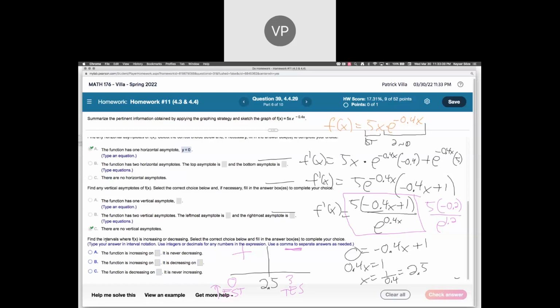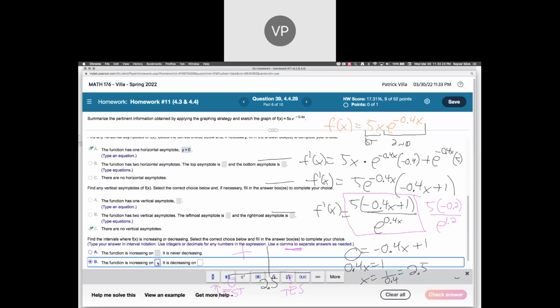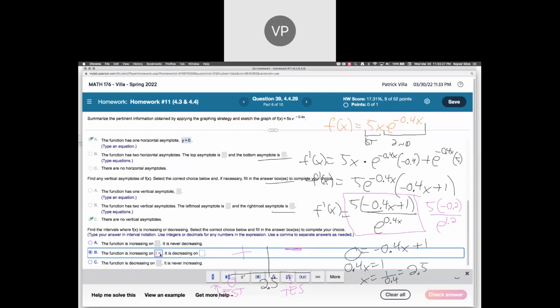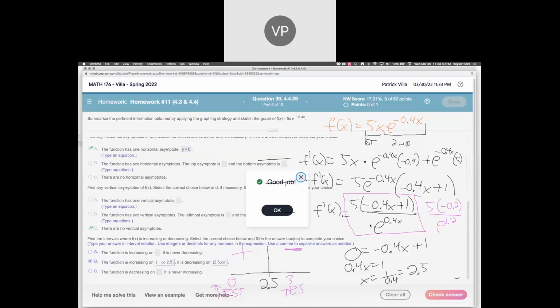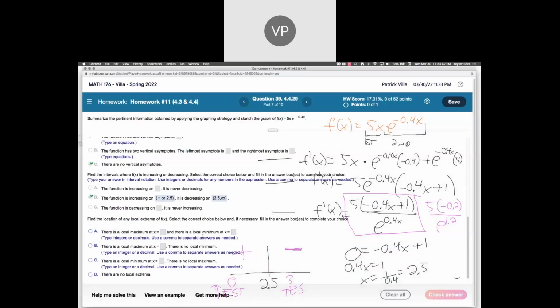Now, just kind of look at a few things here. Okay, so we know it's increasing and decreasing, and I'm just looking at how to type in our answers. They want this in interval notation. They want you to use integers or decimals, so we can use that 2.5. It's increasing from negative infinity all the way up to 2.5, and it's decreasing from 2.5 all the way up to infinity. And cross fingers, yep, you got it right there. Okay, so that's it for that one.